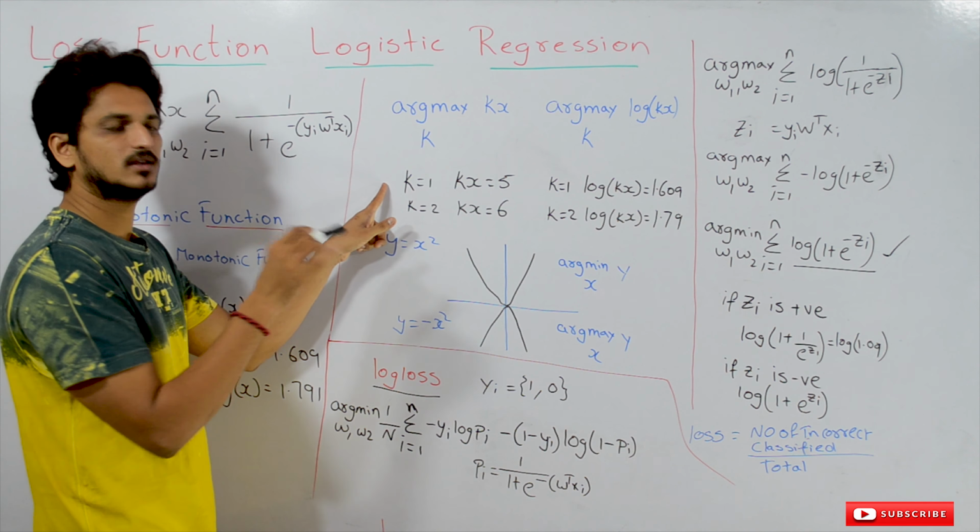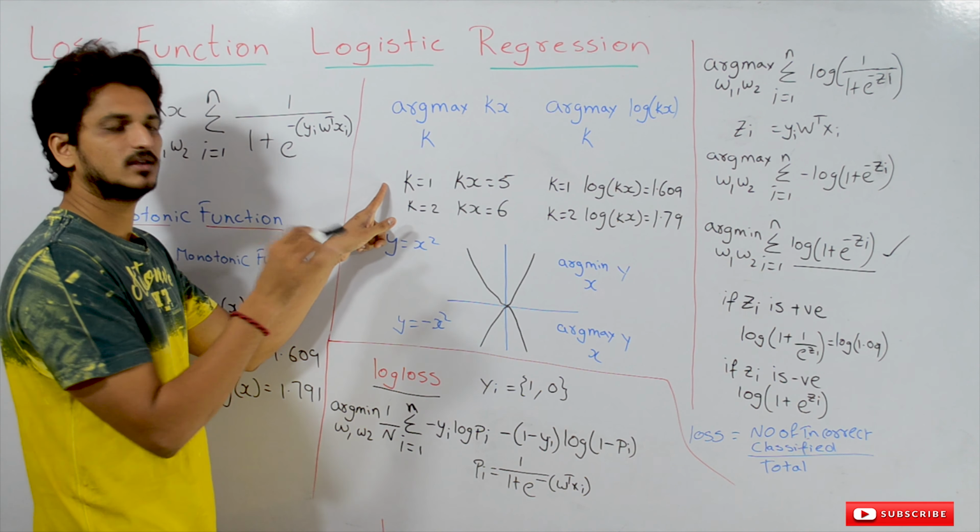Instead of solving this optimization problem, if you apply a monotonic function to it, we'll get the same output. That's the importance we have to understand here. We have applied the monotonic function here: argmax over k of log of kx. What's the meaning of this? At what value of k do we have this value maximum? If you solve this problem or the earlier one, we'll get the same output. That's what we have to understand.